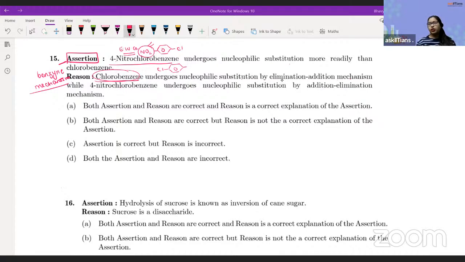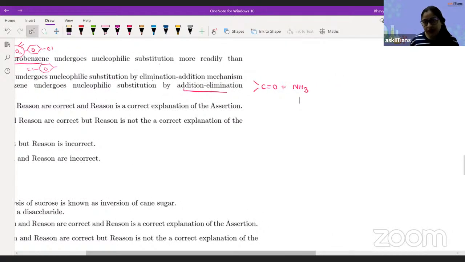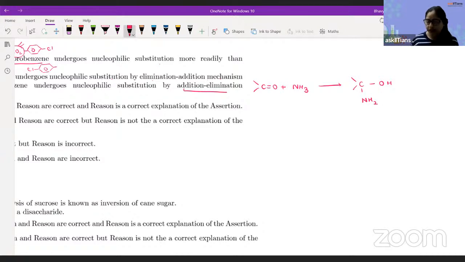So first, yes. See, this example would be when you have, suppose you have carbonyl, right? And there is this ammonia that is treated with it. So what happens in this case? You know that there is formation of this OH and NH2, right? So this is addition, correct? First has been added.